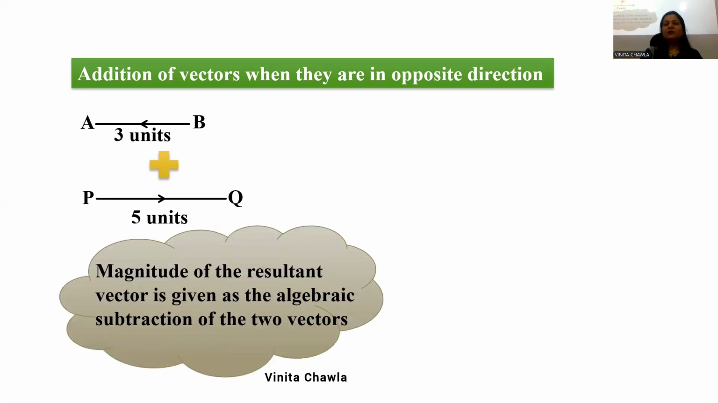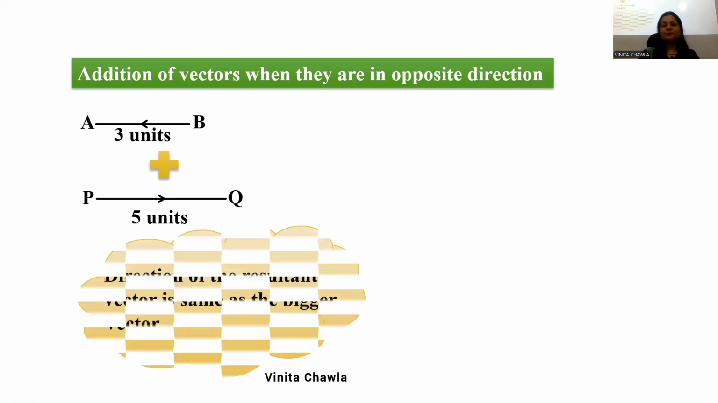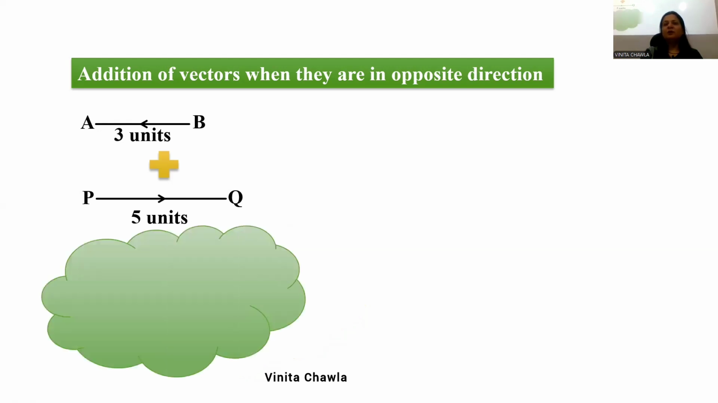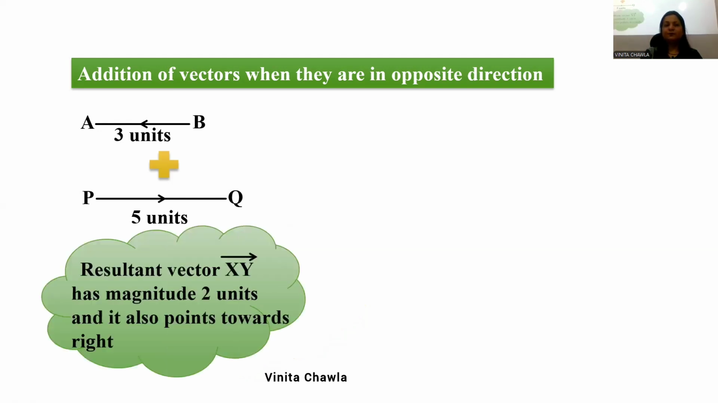Okay, the magnitude of the resultant vector is given as the algebraic subtraction of the two vectors. Direction of the resultant vector is the same as the bigger vector. So out of PQ and AB, which one is bigger? Yes, PQ's magnitude is greater than AB. So PQ is bigger. So the direction of the resultant vector would be the direction of PQ. It will also point towards the right direction. So it has a smaller magnitude because 5 minus 3 gives 2 units. So you can see the length of the arrow that we have drawn here is smaller and it is towards right.